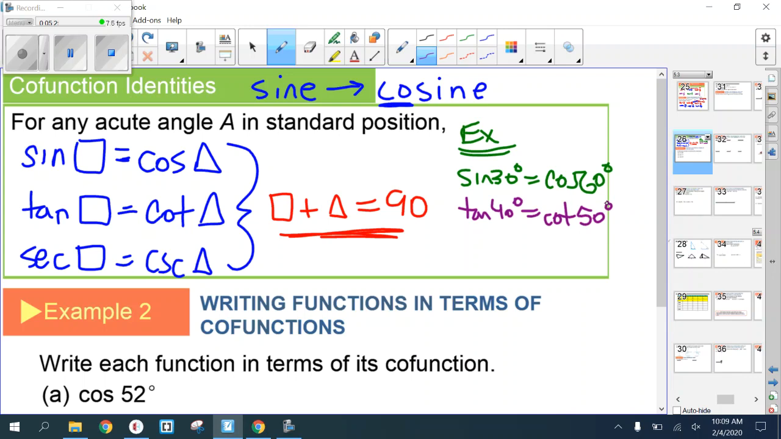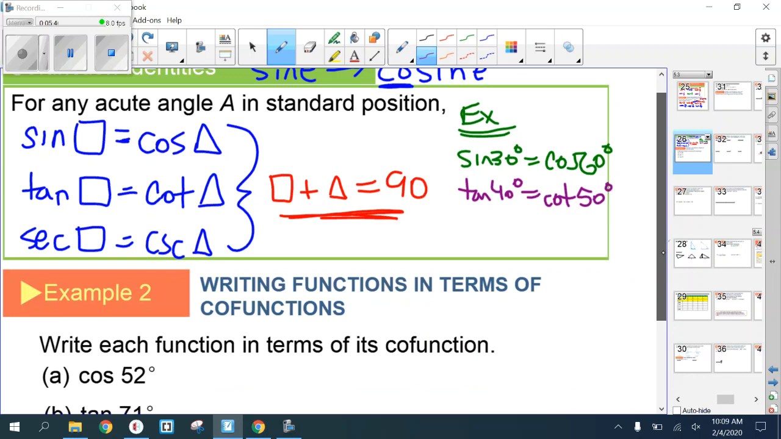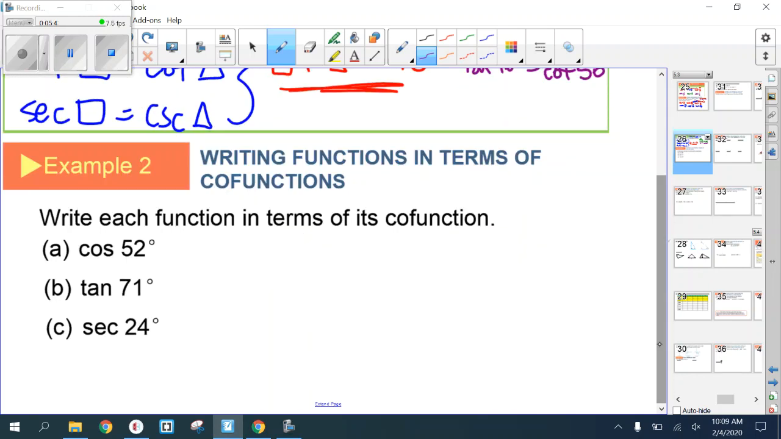Now, students really struggle with that. I think it's because they're thinking about reciprocal identities. You know how sine is the reciprocal of cosecant? That's a completely different relationship, so don't get that confused with cofunctions. Okay, sine and cosine. So example 2 is really straightforward.